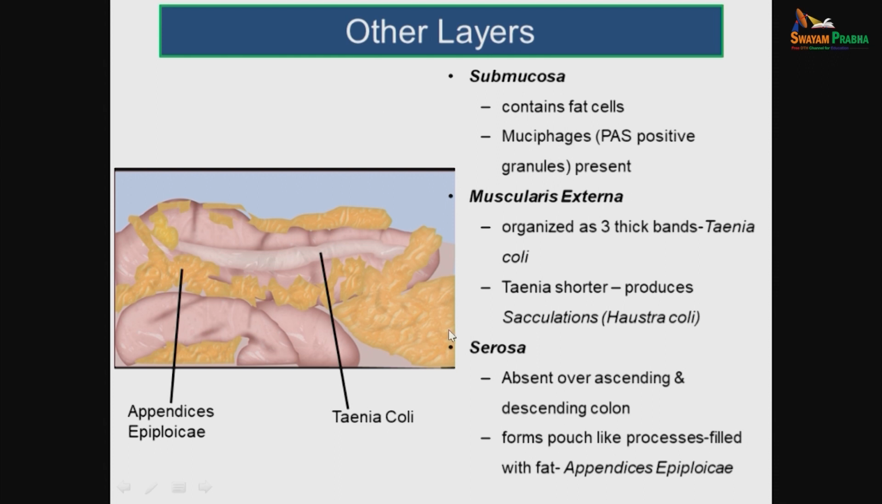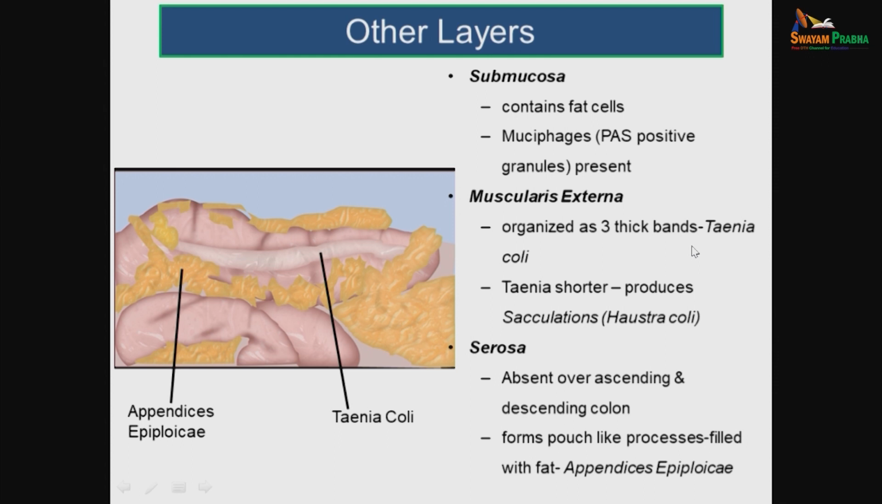So, as the feces traverses the pathway, the mucosa may be mildly damaged and that may release the mucin, and that mucin is phagocytized by these cells. So they are mucophages which are present normally in the large intestine. Though they represent a mild mucosal damage, they do not have any clinical significance. Coming to the muscularis externa layer, we already saw that unlike the small intestine, here it is organized as 3 thick bands.